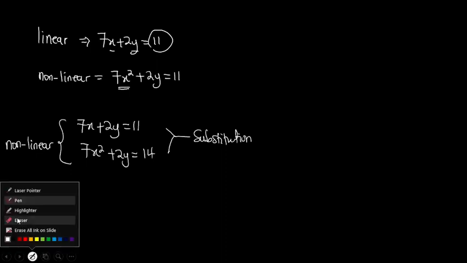Right, so let's have a look at some examples to appreciate what we are talking about. So say we have x plus 2y is equal to 7 as equation 1, and then we have another equation, x squared plus y squared is equal to 10 as our equation 2. How do we solve these two equations to find the values of x and y?